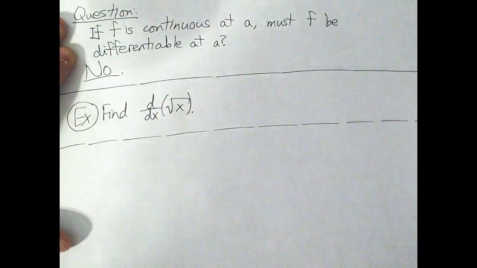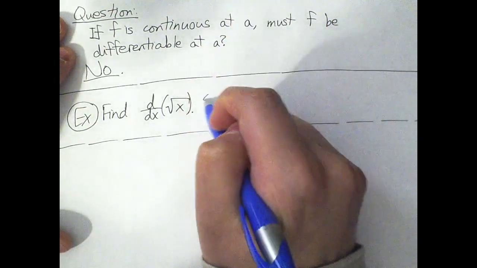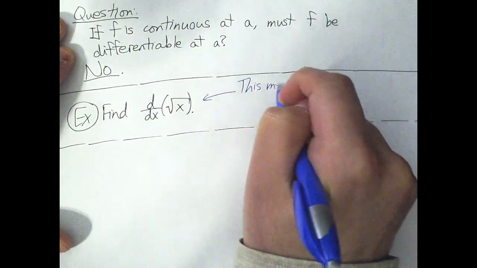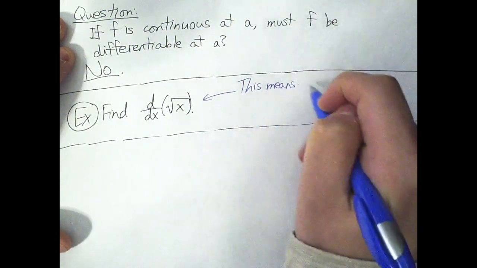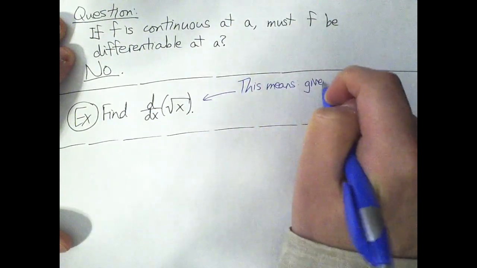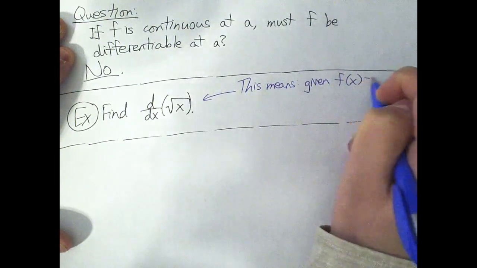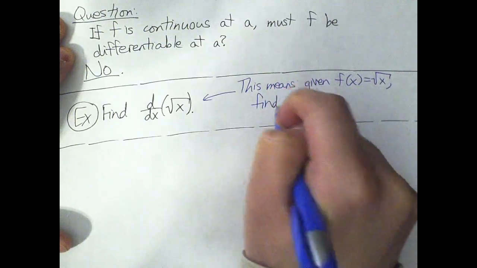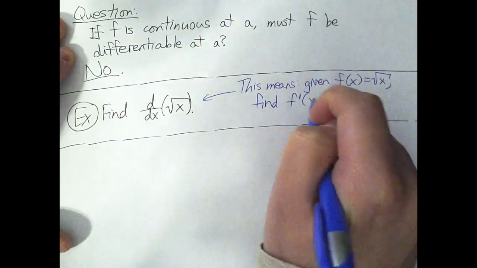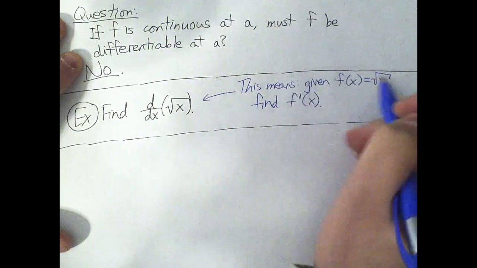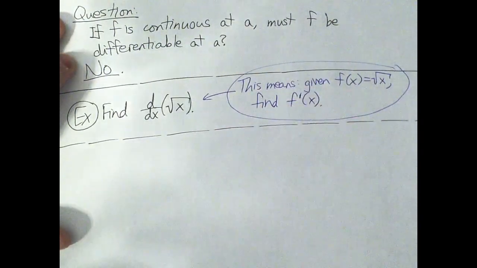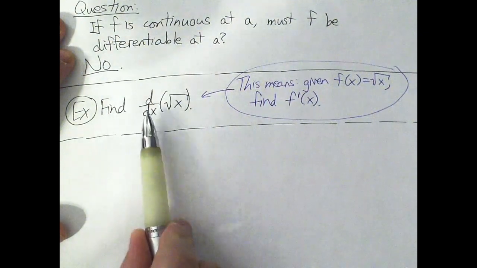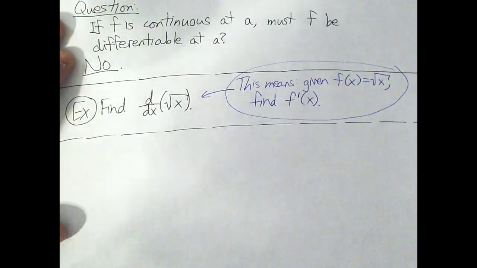But what does this mean? Let's try to remember what this means. This means, given f of x equals the square root of x, find f prime of x. Okay, that is what this is saying. It's just written in a different notation because it says find the derivative of the square root of x.